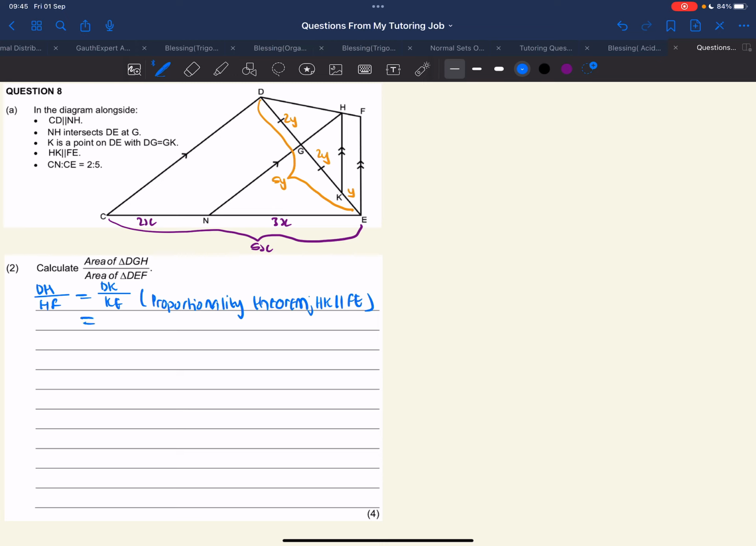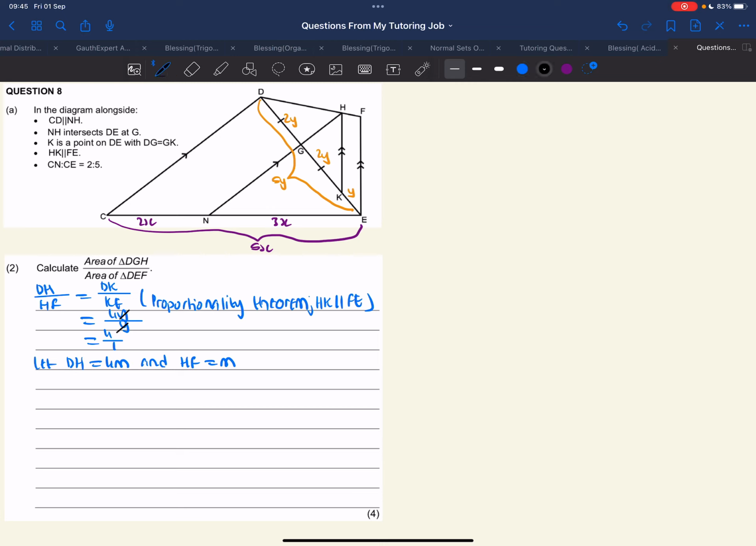Alright, then I'm going to say DK is going to be 2y. Sorry, DK is going to be 2y plus 2y, which is 4y, and then KE is just going to be y. So because those y's cancel out, the ratio of DH over HF is going to be 4 over 1. Now I'm going to say let DH equal 4m and HF equal just m.